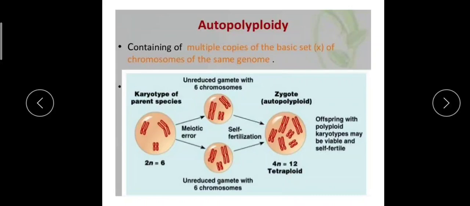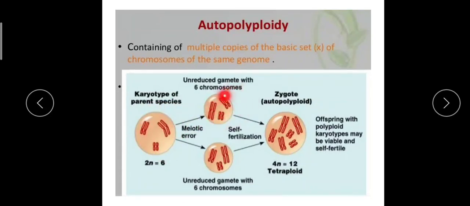So I hope you are clear. See, I repeat, this is the parent cell which is having a diploid number 6, that is the chromosome number is 6. You can count here 2 plus 2 plus 2, 6. And this cell is supposed to undergo meiotic division to form the gametes, and the gametes in normal case will be having reduced chromosome number, that is the gamete cells will be having half the number of parental chromosomes.